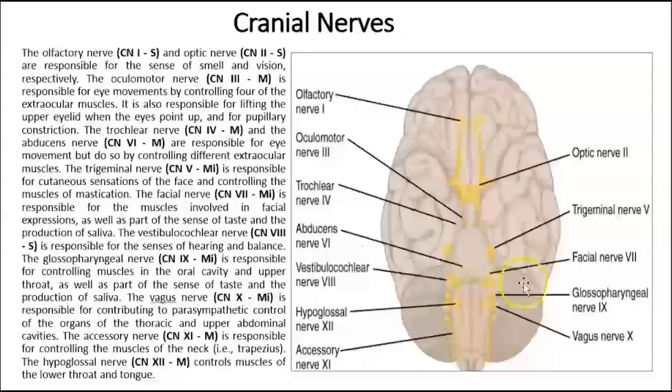The next one is going to be glossopharyngeal. Glosso means tongue. So this one helps you move your tongue, helps you taste, also helps you with salivation and gagging. Next one, we got the vagus. Vagus is cranial nerve number 10. It gives you sensory, it gives you taste, and it also helps you with swallowing and speech.